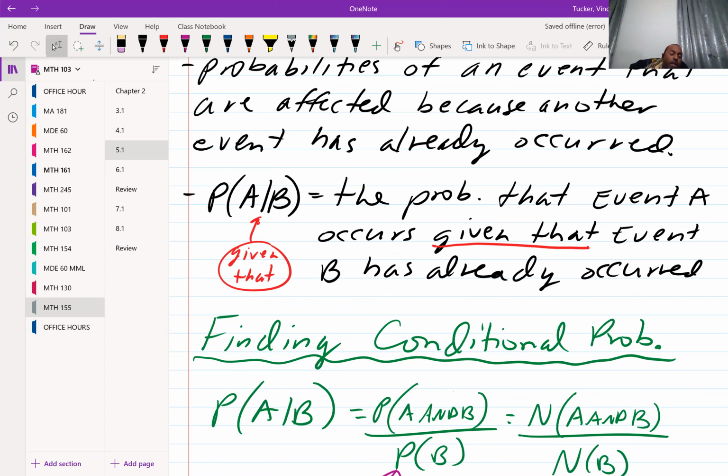Or if we have the numbers like we did in that chart, we'll take the number of A and B and place it over the number of B. So the positioning of your letters here does matter, because B is the one that's going to go in your denominator. If you flip them, let's say if it was B given A, that means A would be down here in the denominator. So the position of your events does matter.